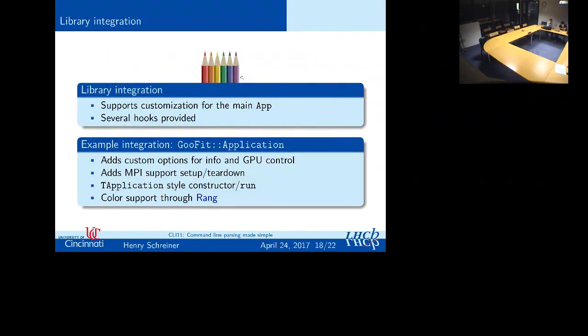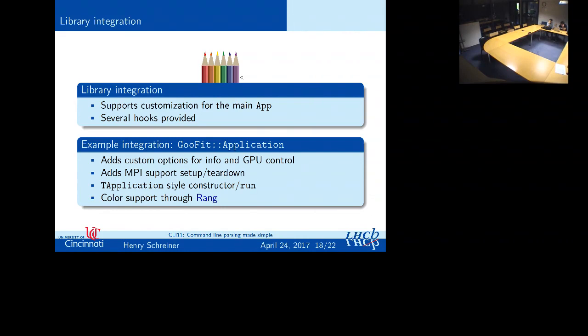One of the strong points of CLI11 is that it can integrate very nicely into a library. So the main app can be subclassed, and you can modify the way that it behaves. There are several hooks provided so that you can modify behaviors inside the main sequences. This is how it is implemented in GoofIt.